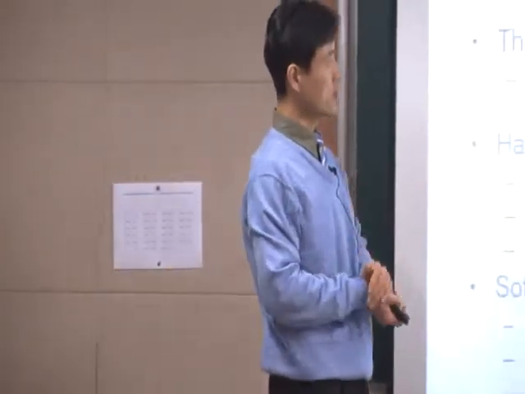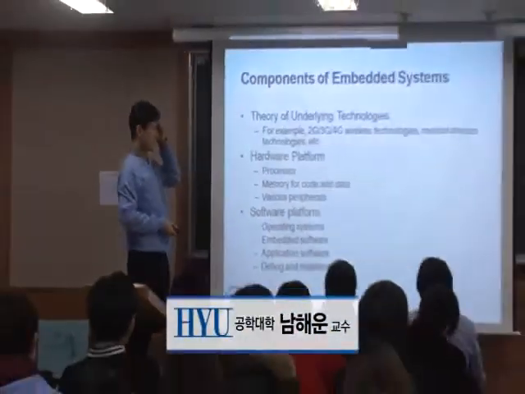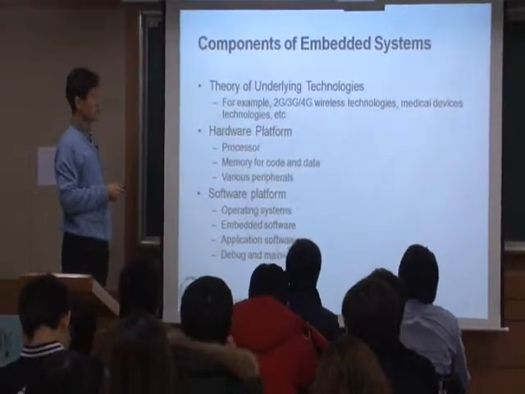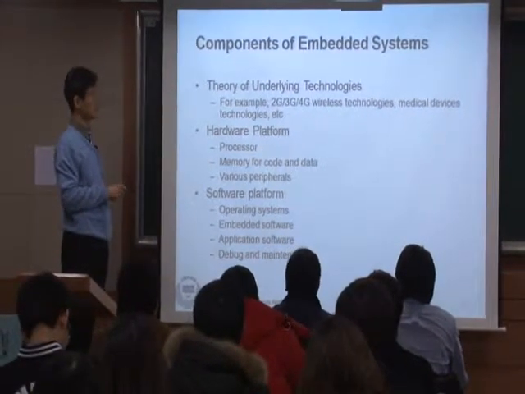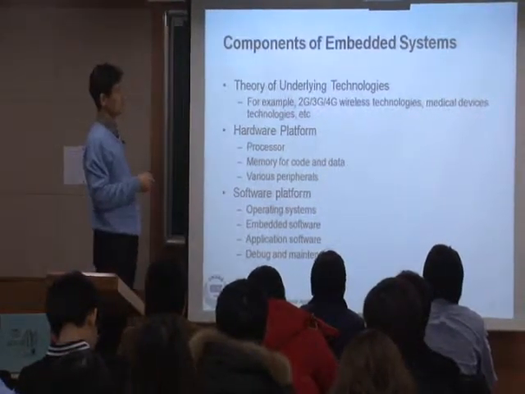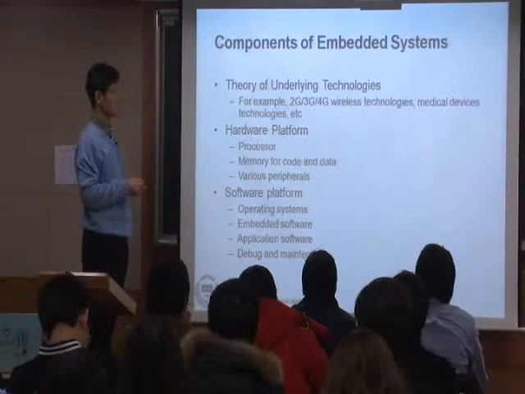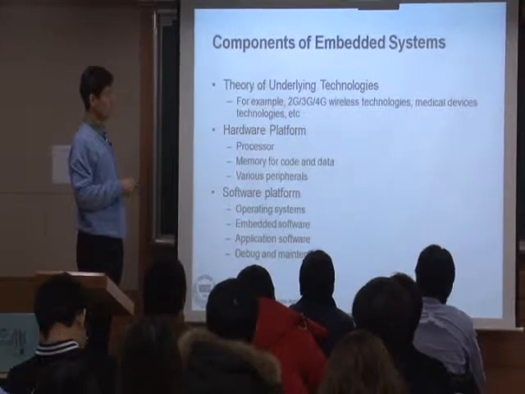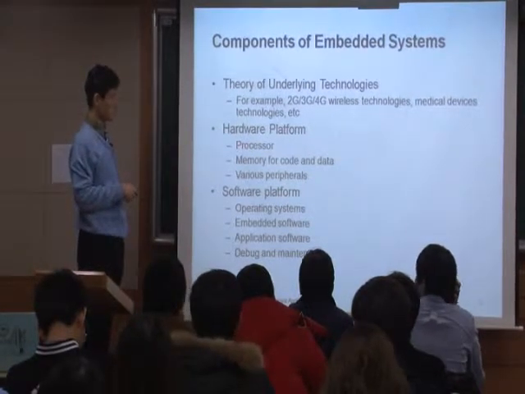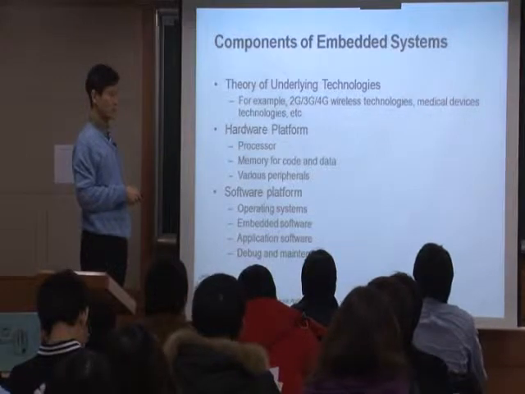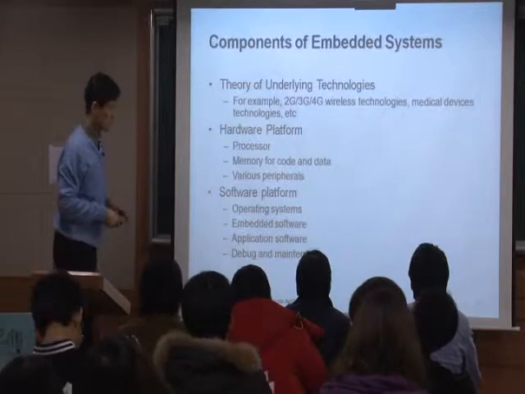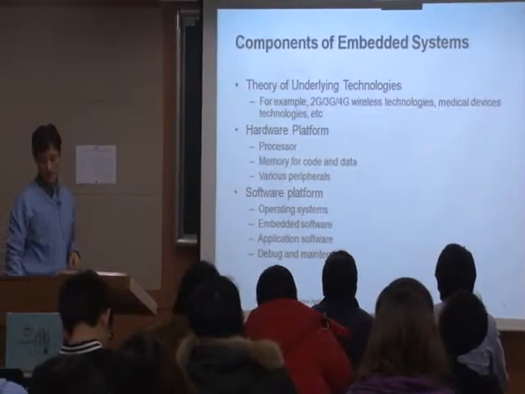Okay, let's briefly recap what we learned last week. Last week we learned some components of the embedded system. First of all, in every embedded system, especially for communication systems, we have some underlying technology. In this particular case, we are talking about wireless technology like 2G, 3G, and 4G. In addition to those, we also have a hardware platform such as processors, memory, and various peripherals. And there is also software, like an operating system and some embedded and application software running on top of it.